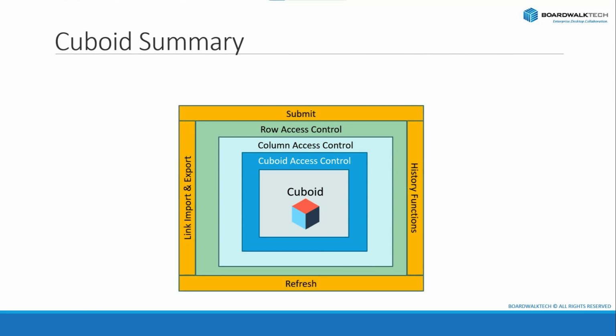Thus, Boardwalk's functions of refresh, submit, link import, link export, and all the history functions need to navigate through all the access control to get to the data. For example, if a user does not have access to certain data, they cannot refresh data from the database or submit data to the database. Also, if the user does not have access to certain data rows, then the user cannot perform the history functions on that data set.